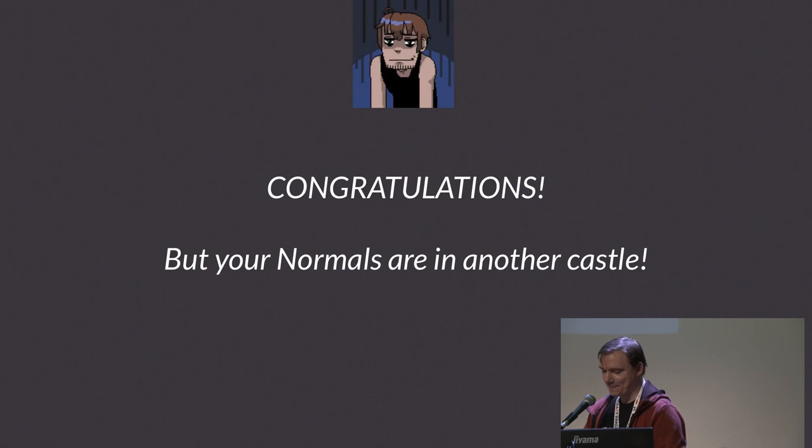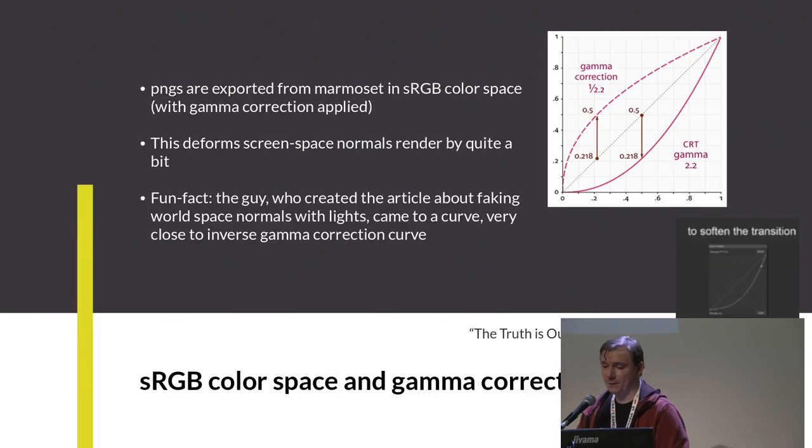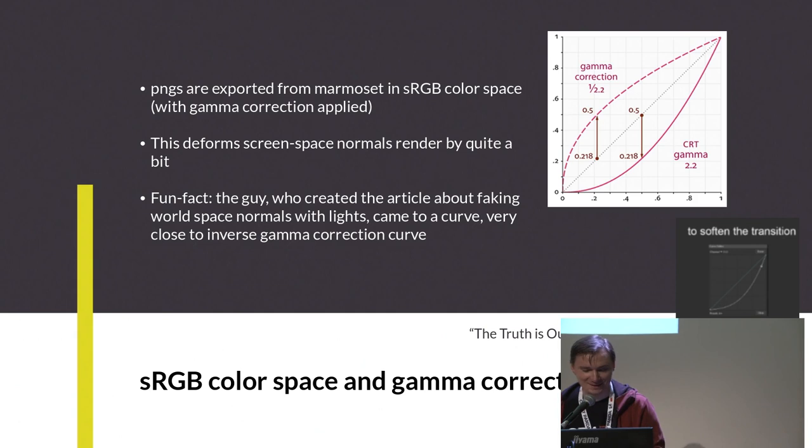After importing the resulting atlases into the game engine, I found issues with the resulting normals. They seemed a little bit off. Yeah, this is where we get back to that curve that the article author did. There are different color spaces for image files. When a file is saved to sRGB, a gamma correction is applied to it. Fun fact, the inverse of the gamma correction curve looks very similar to the one the article author came up with to make his world space, make his screen space normals look better. Kudos to his sense of beauty.